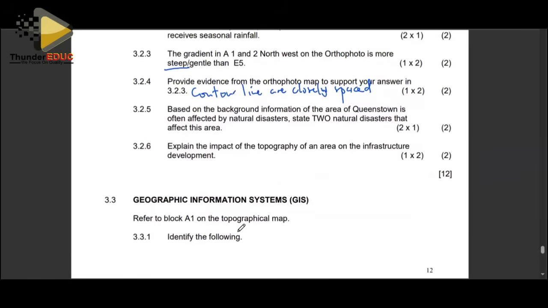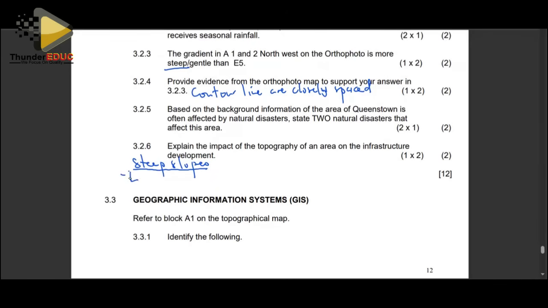Explain the impact of the topography of an area on the infrastructure development. Right. How does topography affect the infrastructure? Explain the impact of the topography of an area on the infrastructure development. Right, we can relate to the map, but I will give you the general understanding of the area. Right, if the topography of the area, we have steep slopes. If an area is steeply sloping, what is the implication on infrastructure development?